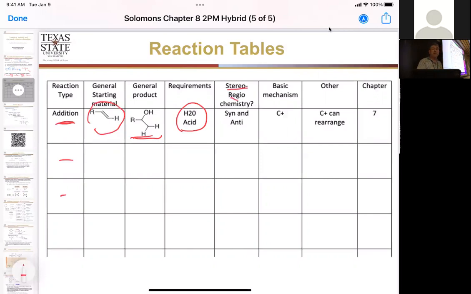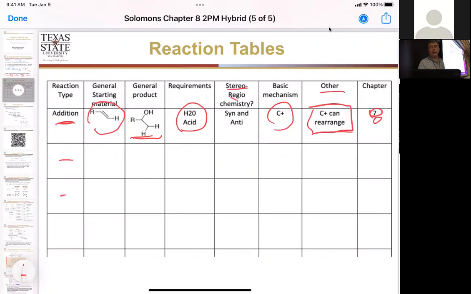Is their inversion of the stereocycle. That would be here. Basic mechanism, does it go by a carbocation? And then this is other, or what I like to call complications. Like this reaction cannot be run with these reagents. There's no polar protic solvents, it goes by a carbocation, something like that. In this case, other is the carbocation can rearrange, and then you put what chapter it's in.